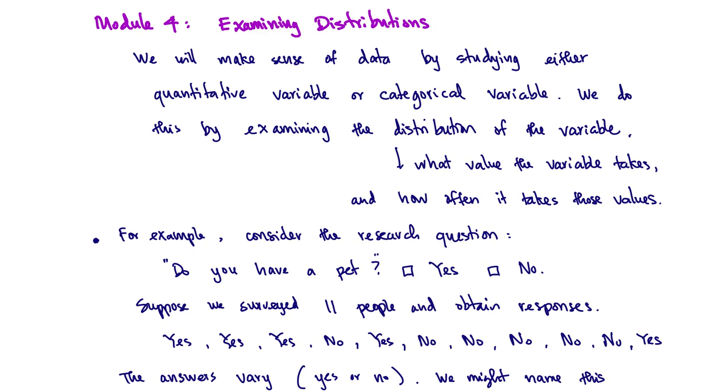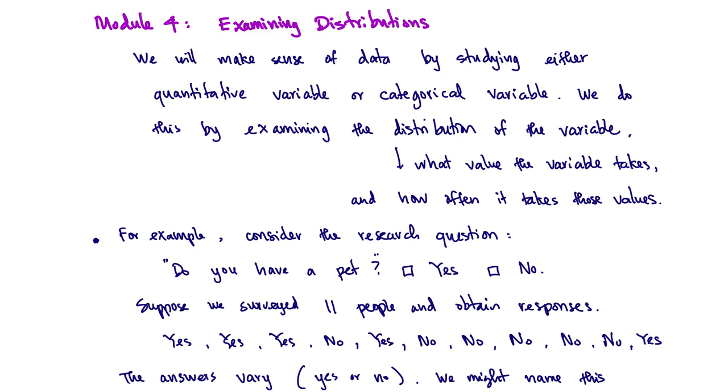In this module, we'll make sense of the data by studying either a quantitative variable or a categorical variable. We do this by examining the distributions of the variable, and by distribution, we mean what values the variable takes and how often it takes these values. We will take a look at two examples.